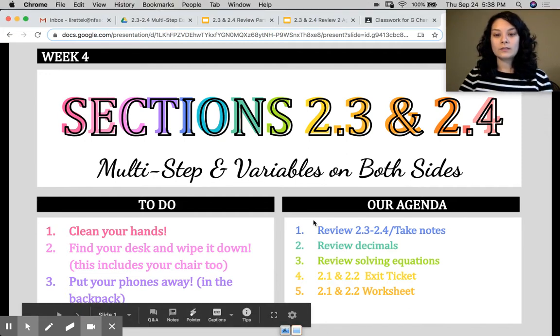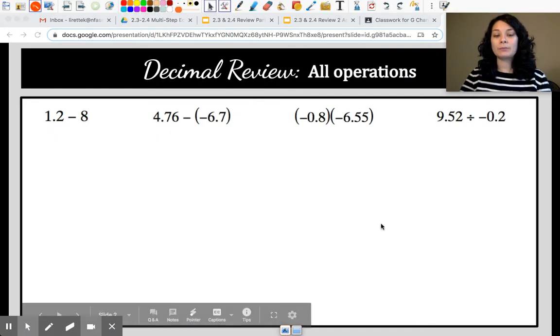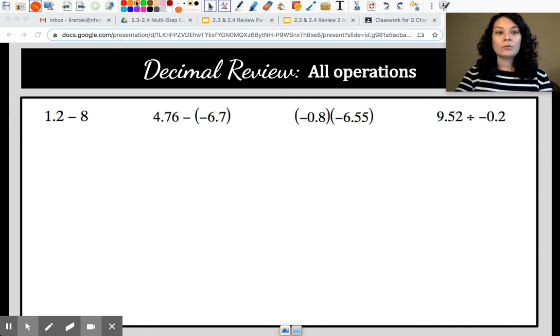So I'm going to move to the next slide. Okay, so take a moment to copy these examples in your notebook. We're just going to do a quick review on how to work with decimals utilizing all operations here.